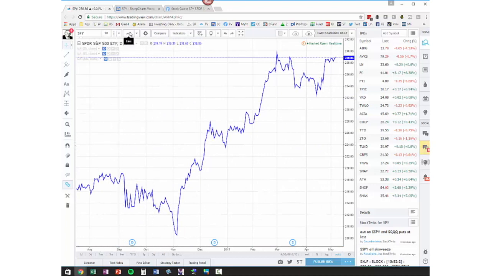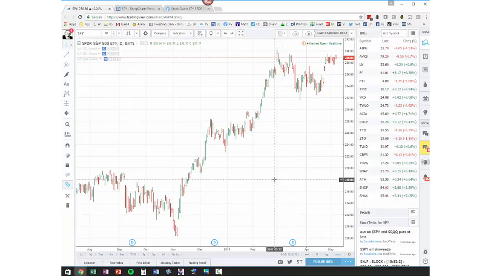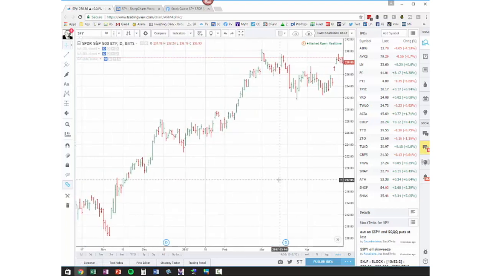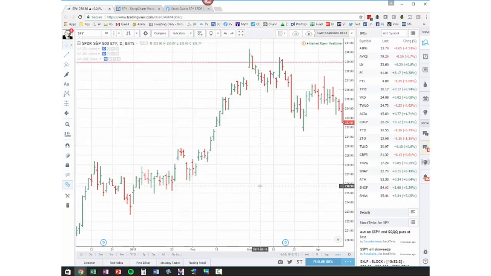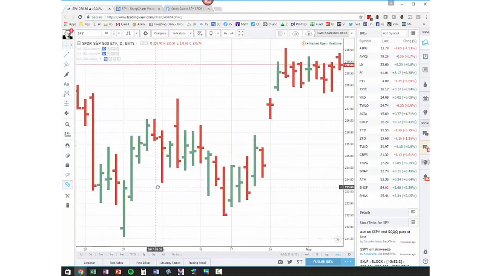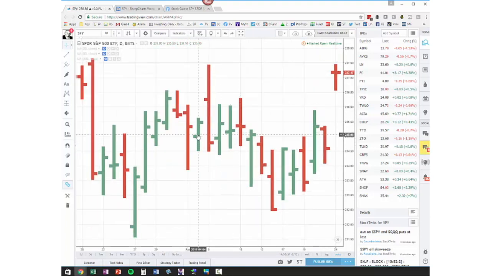The bar chart is a slightly different animal. We're looking in the bar chart at 4 points of data for each bar. Let's scroll in a little bit and look at that. We can see that these are colored green and red. A bar is red whenever the close is lower than the open, and a bar is green whenever the close is above the open. And a bar chart contains all 4 pieces of data: open, high, low, and close. The open is always going to be the little left knob. You can see right there the little knob on the left. That's the opening price.